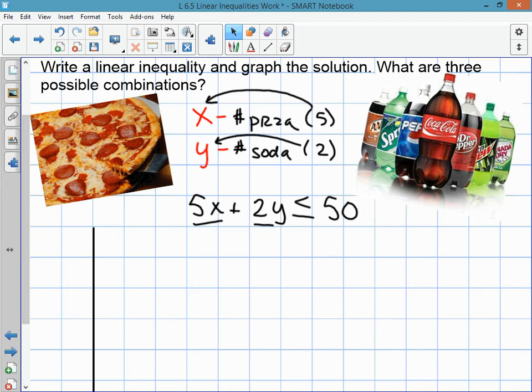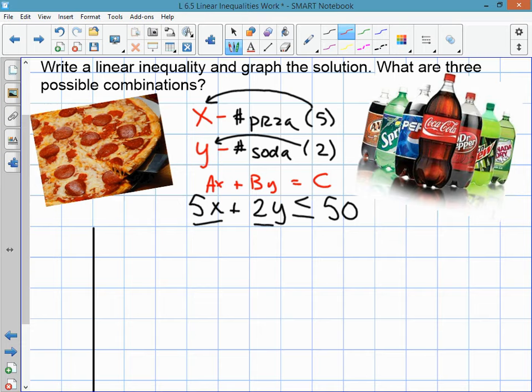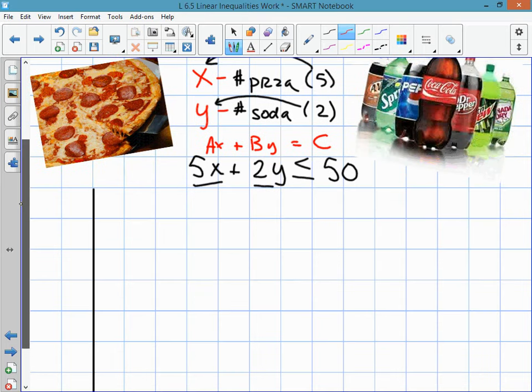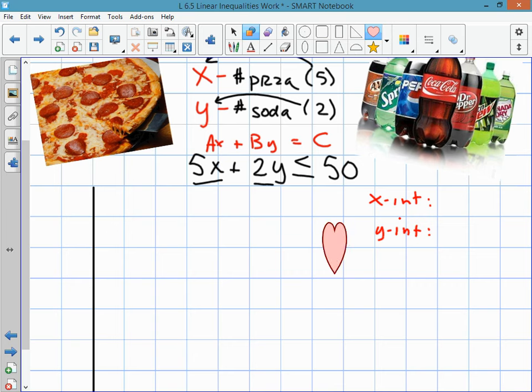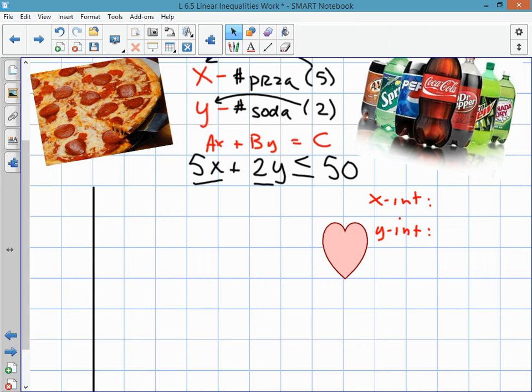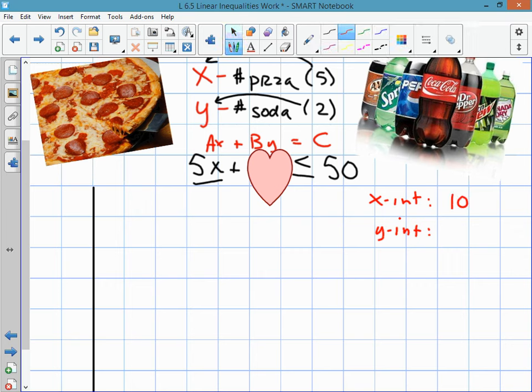And because this inequality is written in standard form, remember that's ax plus by equals c, the easiest way to graph this inequality is to find the x-intercept and the y-intercept. Remember, that's where the line crosses the x-axis and where it crosses the y-axis. And the trick that we learned in class was the finger trick. And you do that by covering up the y to find the x-intercept. So if I cover up the y, 5x equals 50, divide both sides by 5, the x-intercept is 10.